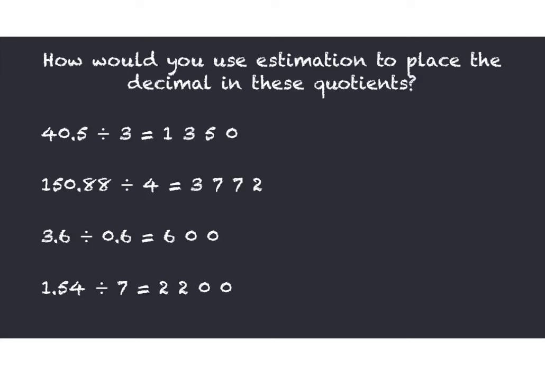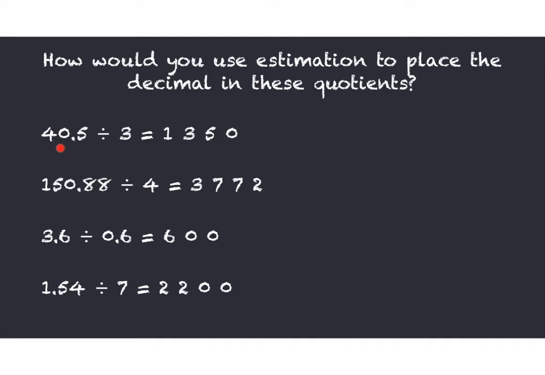How would you use estimation to place the decimal in these quotients? This page is similar to the previous page where we have a decimal problem here. In this case, it's division. And we have our answer here, but there is no decimal point placed in the answer. So we have to find out where we need to put the decimal point. And we're going to do that by using estimation.